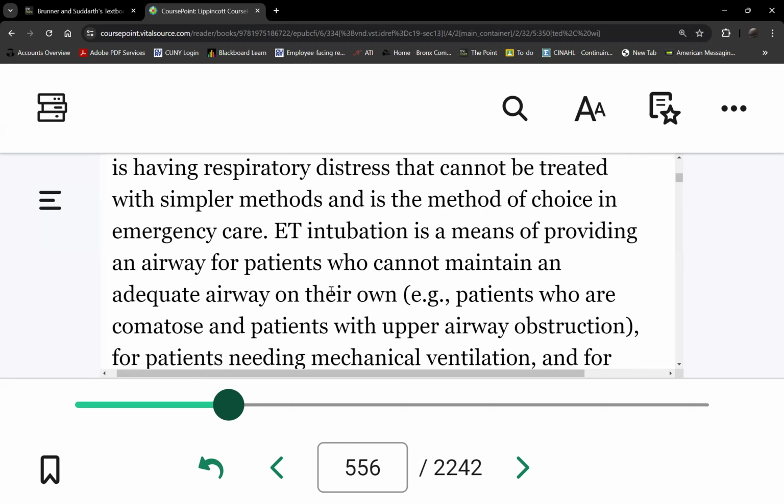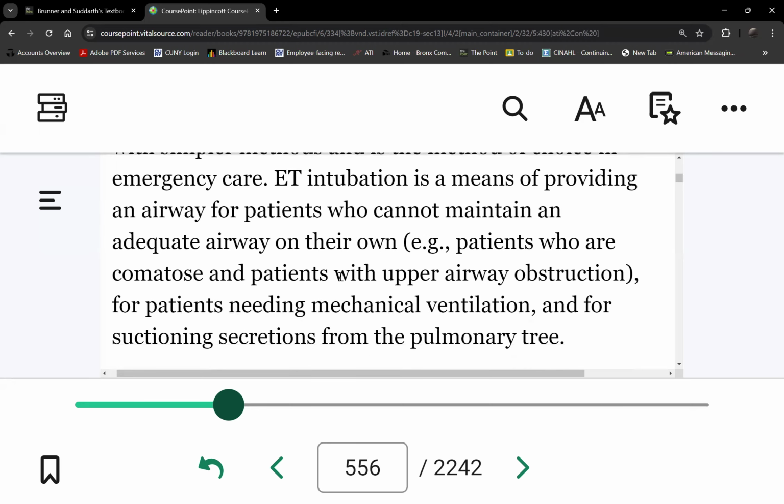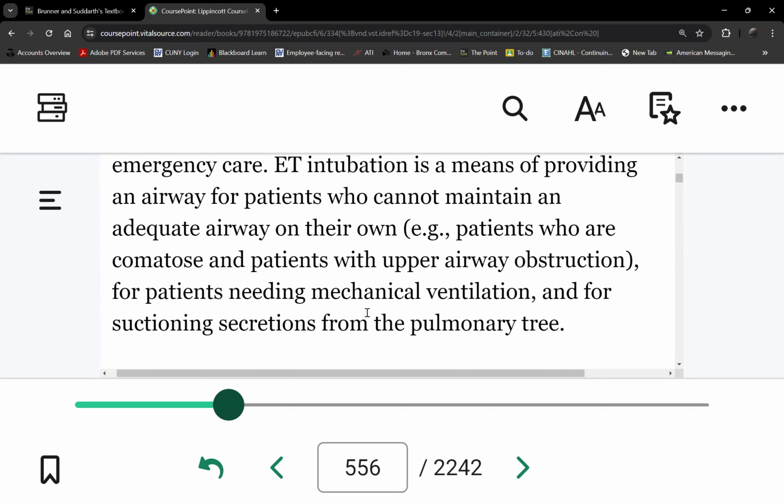Another is someone who cannot maintain an airway. Patients who are comatose, because once their Glasgow Coma Scale is below 8, can they protect their airway? No. They're so unconscious that they are at high risk for aspiration and death. Also patients who have any airway obstruction, upper airway obstruction that is, or those who require surgery using general anesthesia. So those are some of the indications, okay?